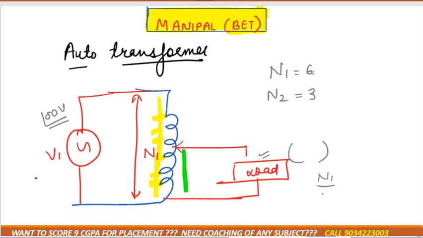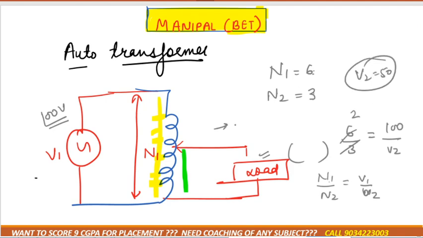Remember the formula is N1 by N2 is equal to V1 by V2, right? N1 is how much? 6 by 3 equal to 100 by V2. If we'll solve it, then that would be V2 is equal to. So it means we are using which kind of transformer? We are using step down transformer.